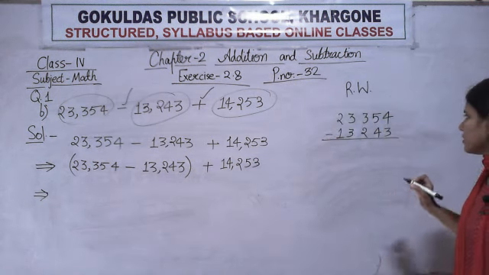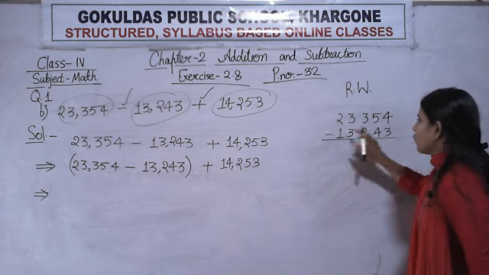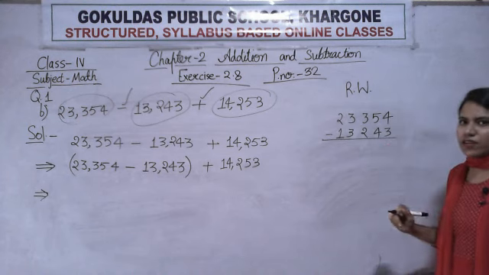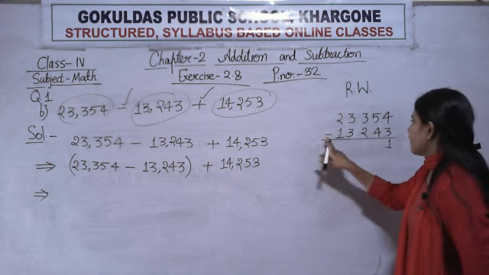Now subtract. Start subtracting from the ones column. In ones column, 4 minus 3. 4 minus 3. Your answer will be 1. 5 minus 4.